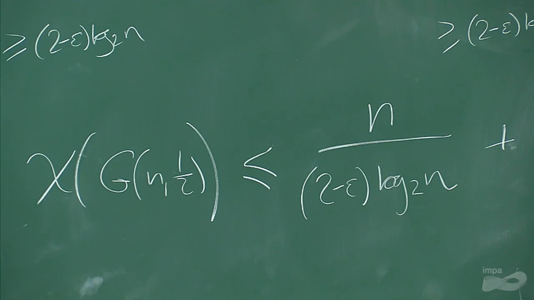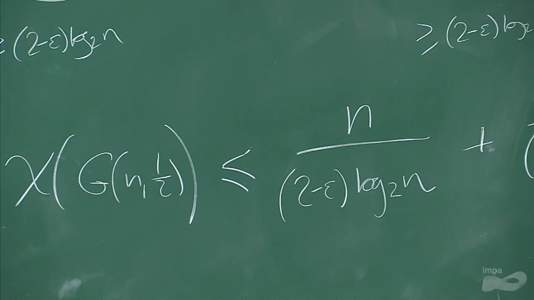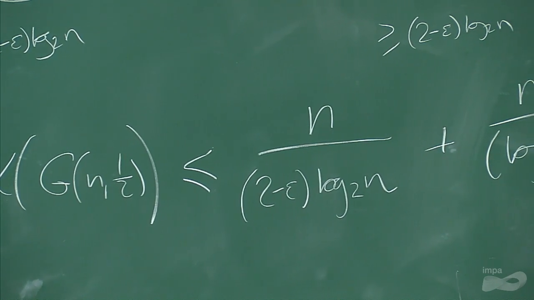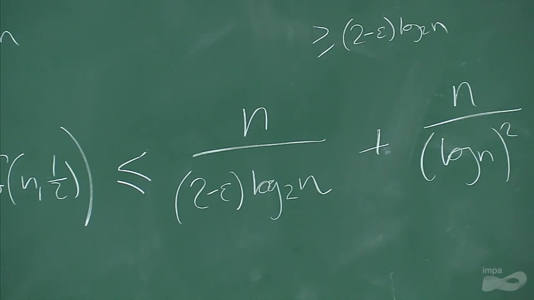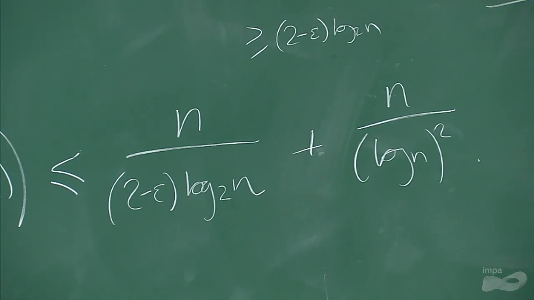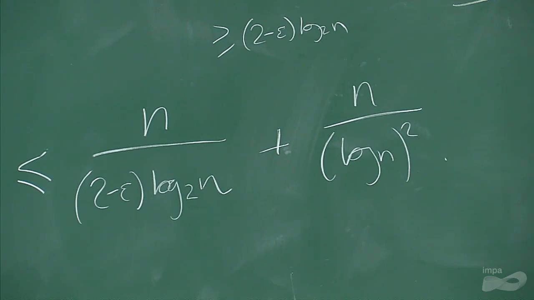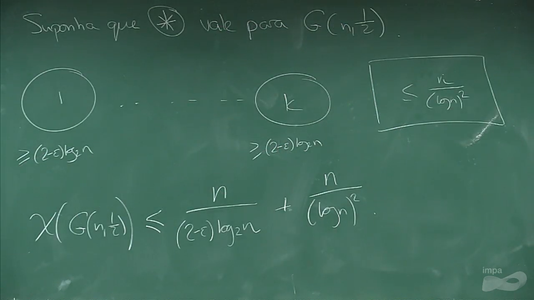Okay, so we need to prove the lemma. How are we going to prove the lemma? So this implies the upper bound. The lower bound was this easy argument, so this is the hard part, the upper bound.